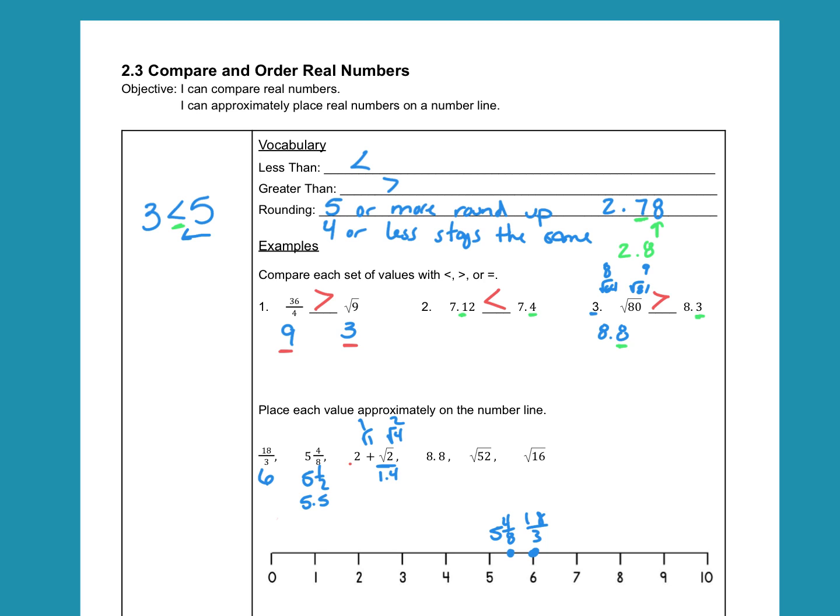And we're taking 2 plus our estimation. So 2 plus 1.4 would be about 3.4. So I'm going to say about. That's what this line means about. So then on my number line, about 3.4 is around here. And that's a 2 plus square root of 2. So we estimated our square root, and then we did that addition, 2 plus our estimation, to get our new estimation. And then 8.8, that is going to be way over here, pretty close to the 9, is 8.8.